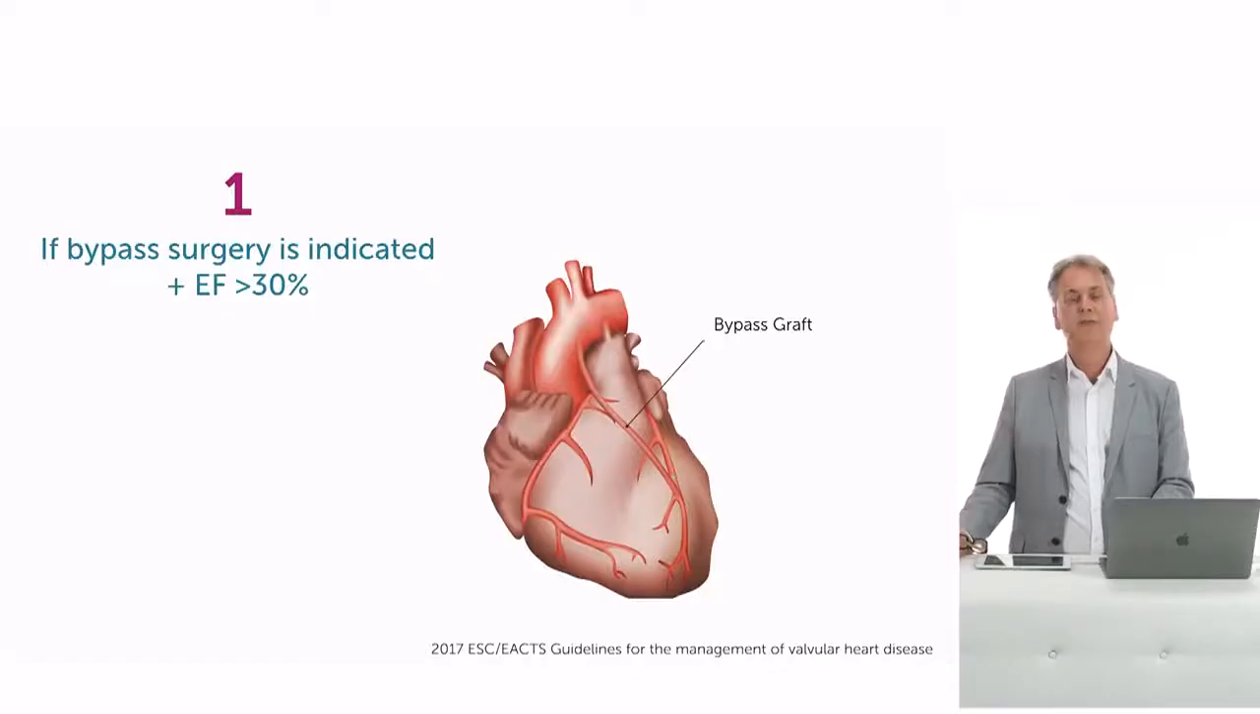So this is the general scheme of the guidelines and how you would approach patients who are symptomatic and those who are asymptomatic. Now let's turn to secondary or functional mitral regurgitation. Rule number 1. If bypass surgery is indicated, and the ejection fraction is above 30%, well, you'd also perform some form of repair of the mitral valve.